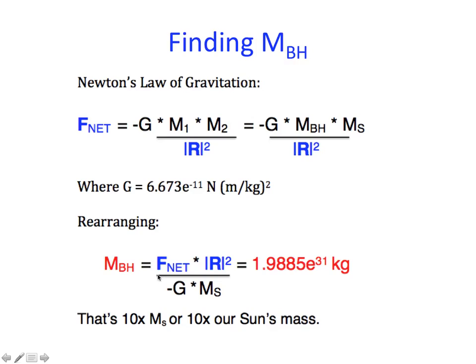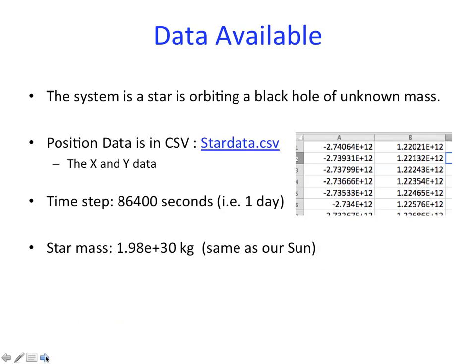We have the mass of the black hole equal to the F net vector times the radius squared over the gravitational constant and the mass of the star. And this is what we've come up with, which was the correct answer. That's some of the background physics. We have some data available.